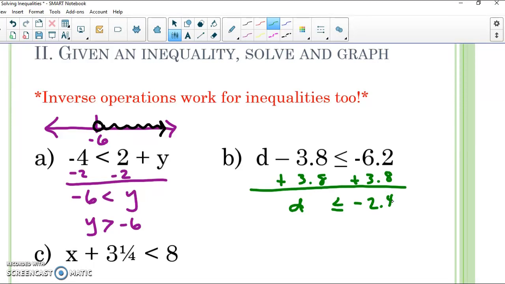So to graph this one, at 2 and 4/10, I'm going to go ahead and put a closed circle because I need to include -2 and 4/10 as part of my solution set. And then I'm going to shade everything less than or to the left.